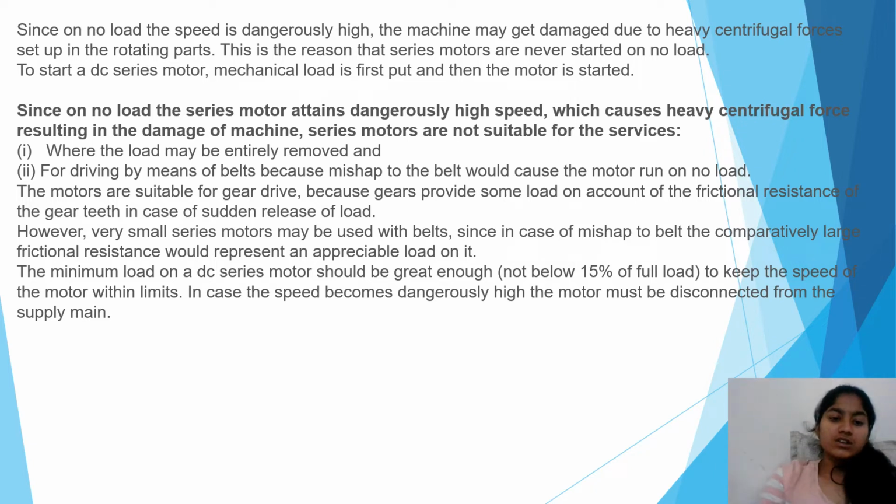Actually, what is the difference between DC and AC? The most basic difference is the power source. AC motors are powered from alternating current, while DC motors are powered from direct current, such as batteries, DC power supplies, or an AC to DC power converter.